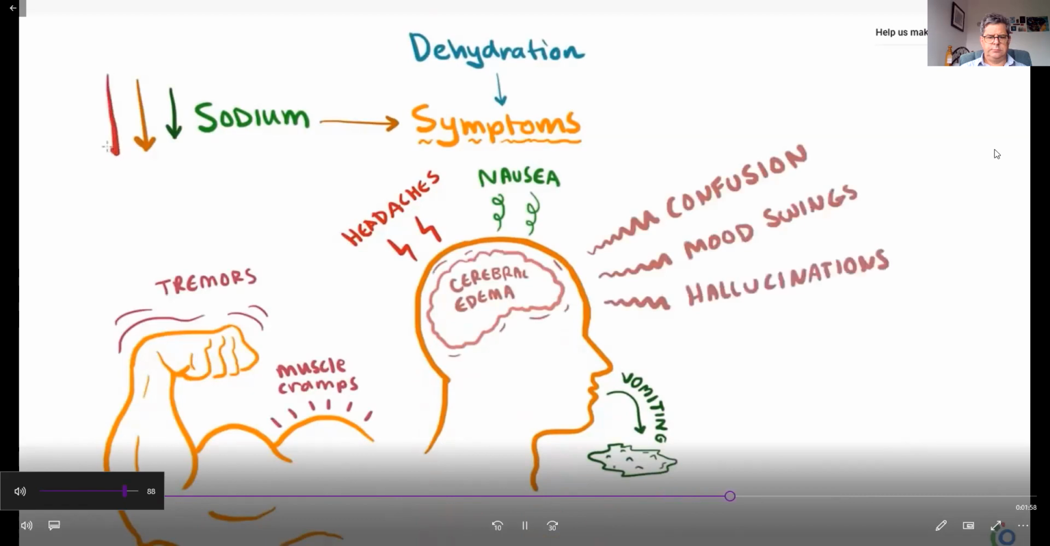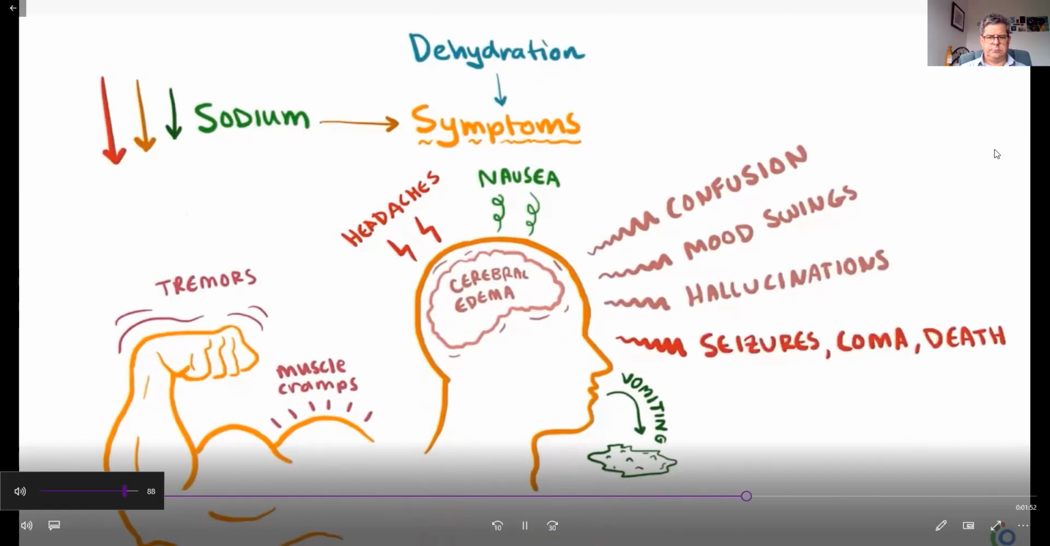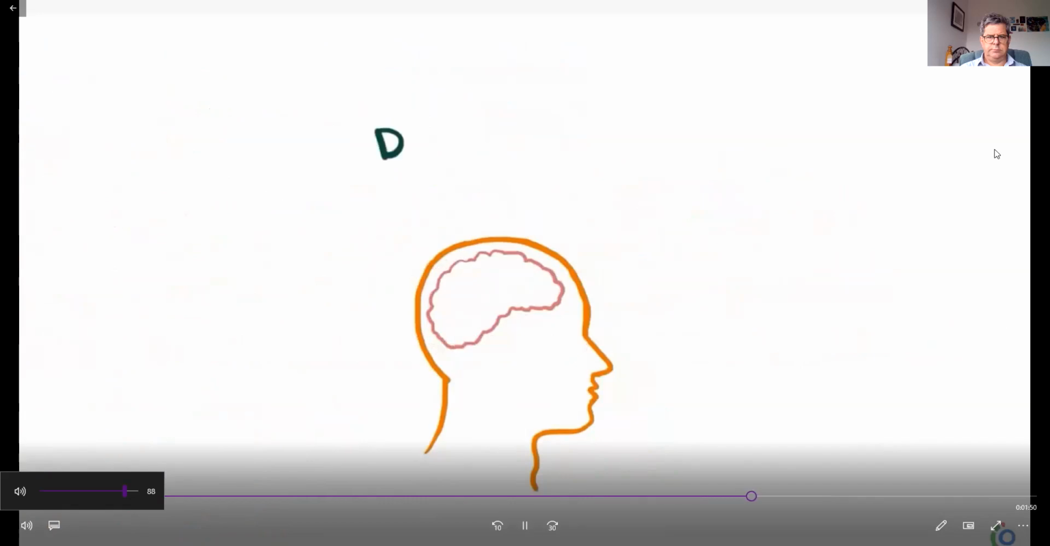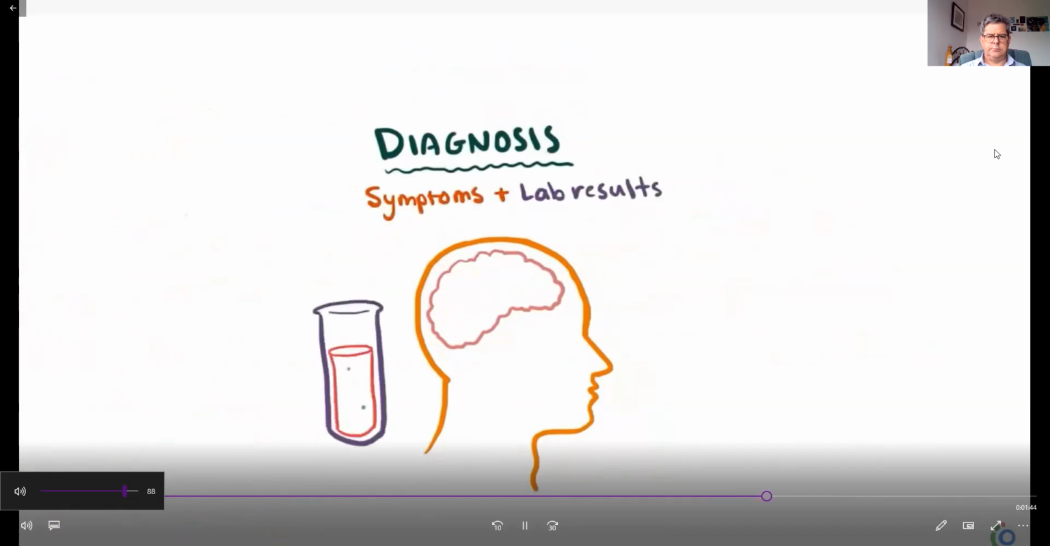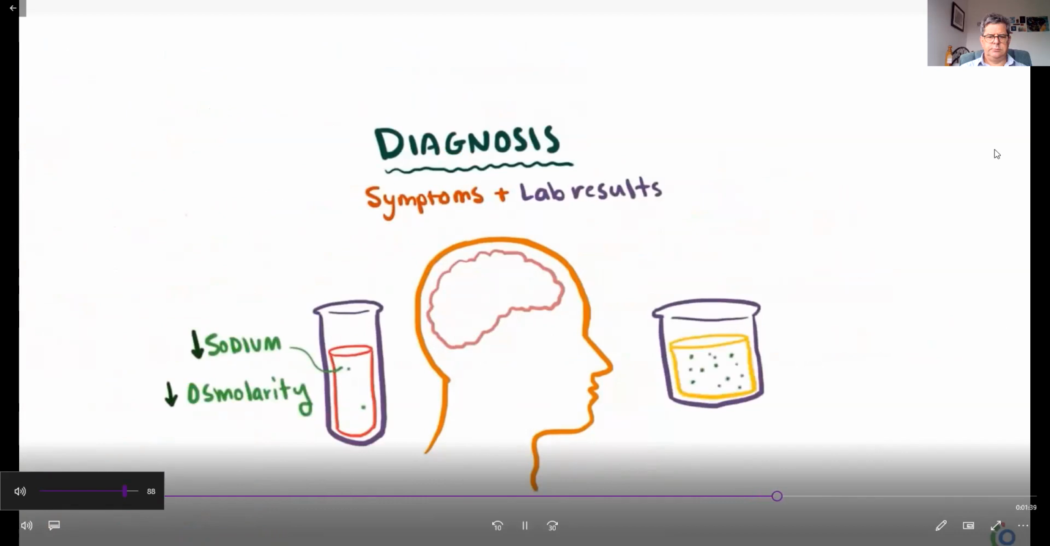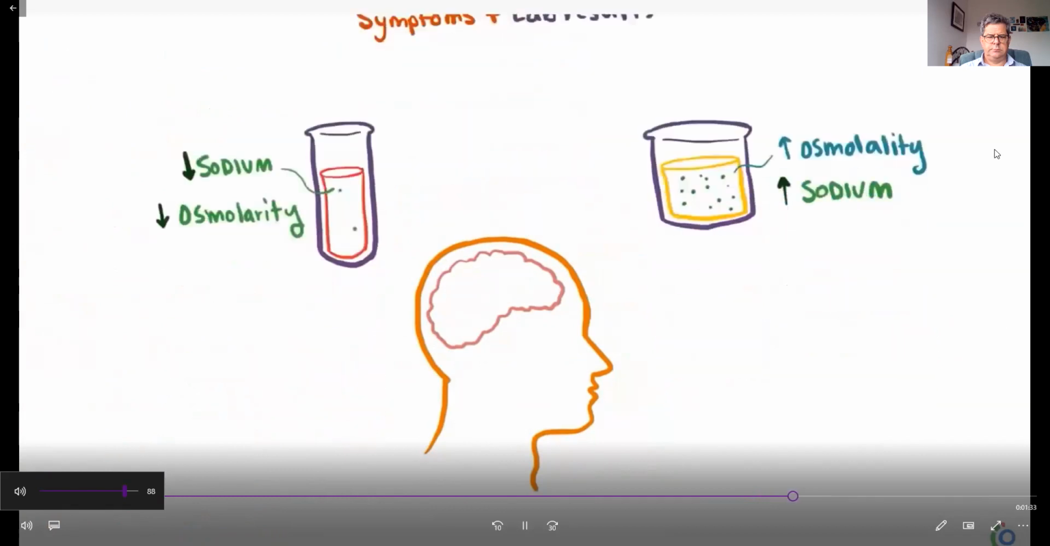And if left untreated, it can lead to the common downward trends that we see in most illnesses, like seizure, coma, and death. It's not hard to suspect someone might have SIADH. All we have to do is consider your symptoms in addition to your lab results. Low blood sodium levels and low plasma osmolarity combined with high urine osmolality and high urine sodium is a big giant red flag for SIADH.